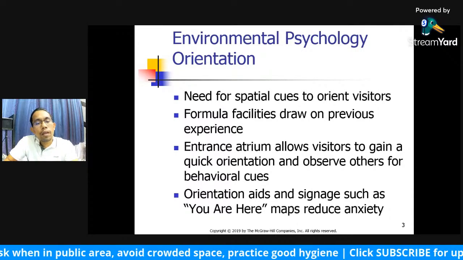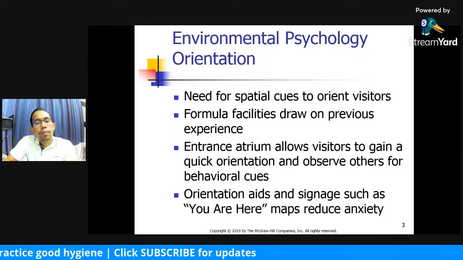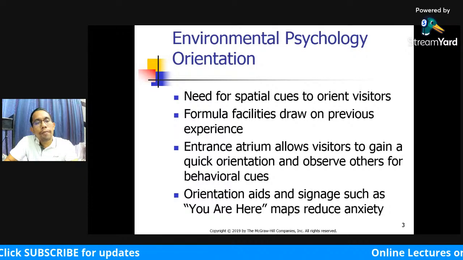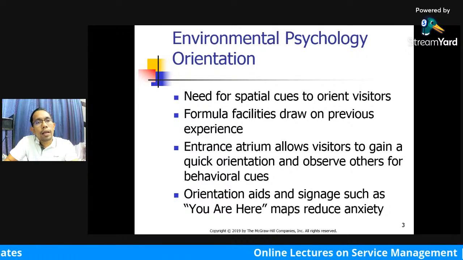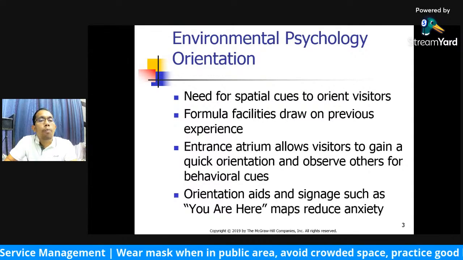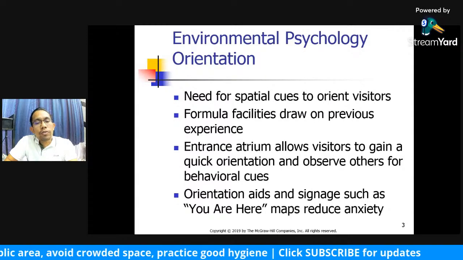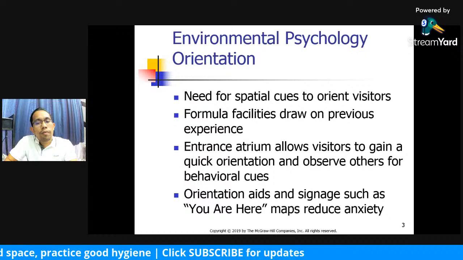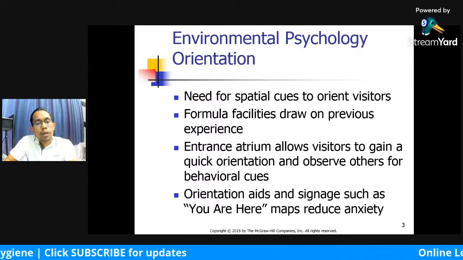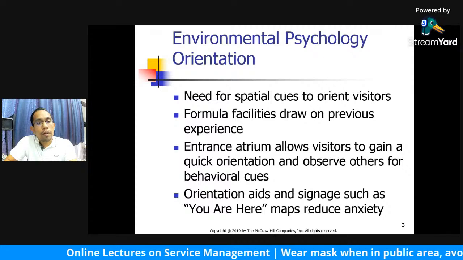When we talk about what is around us, we need to have skill formulation. Because if you don't have anything that can give something good to your customers, it may affect how much we earn from them. And then the entrance allows visitors to gain key orientation and observe others' behavior. It gives something good or bad.